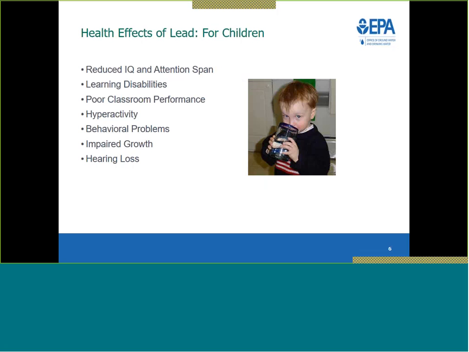The effects of lead cannot be corrected. The most important step parents, doctors, and others can take is to prevent lead exposure before it occurs.